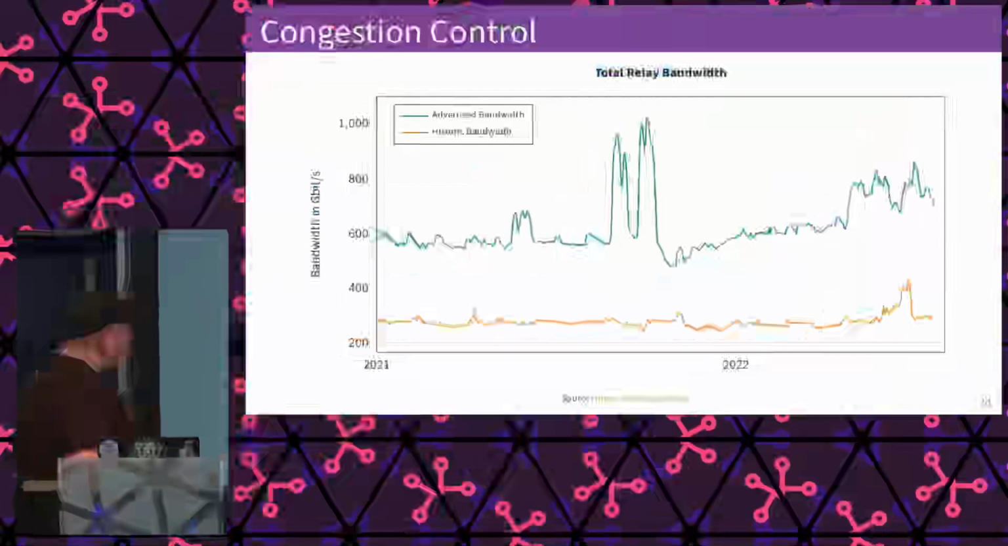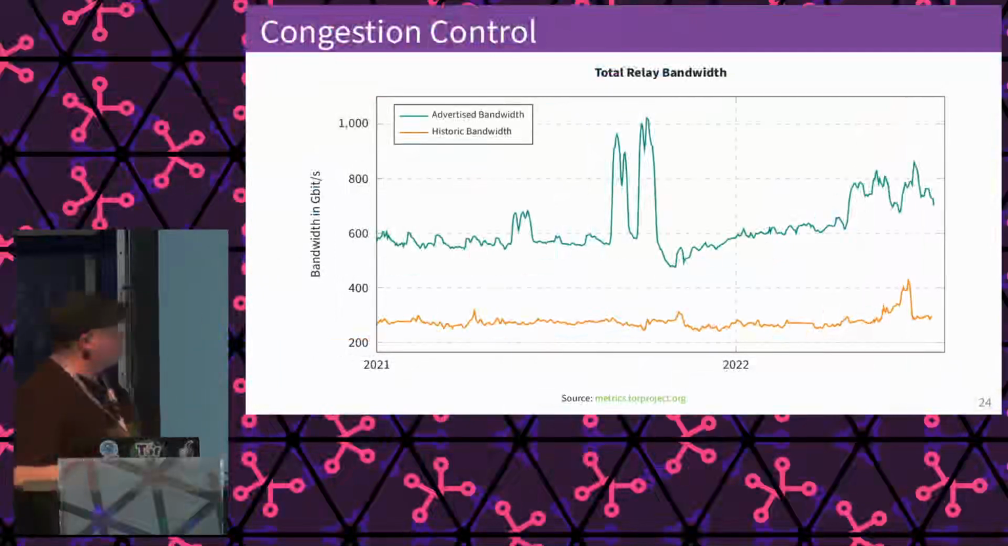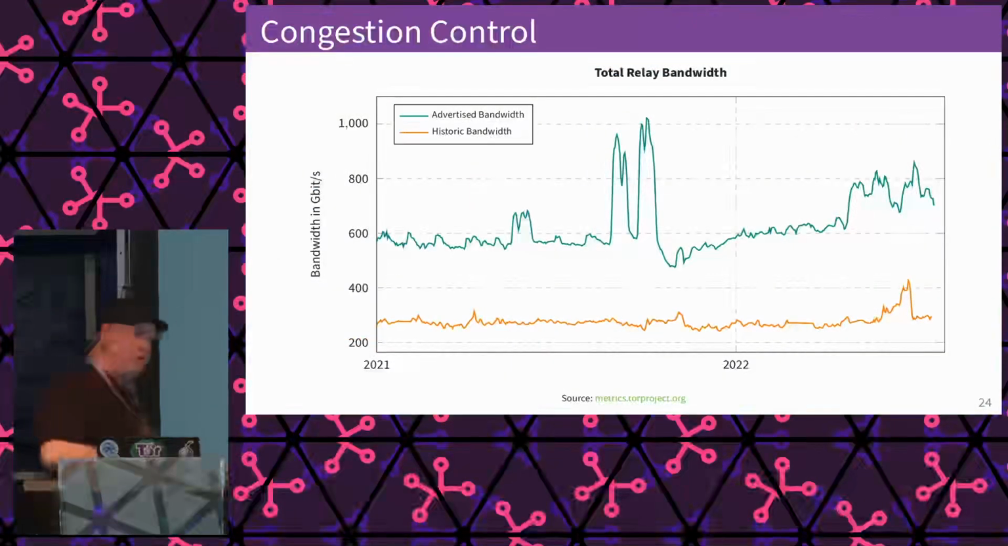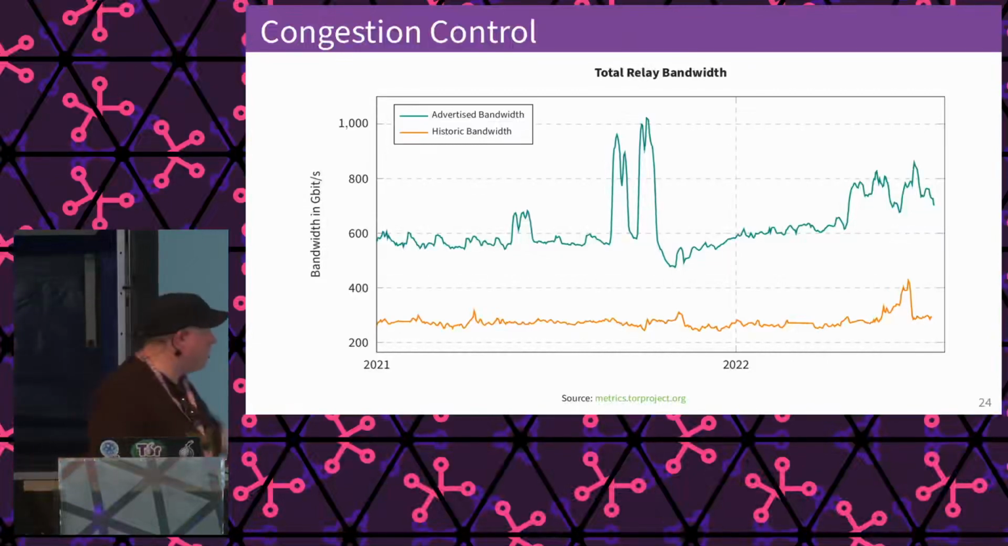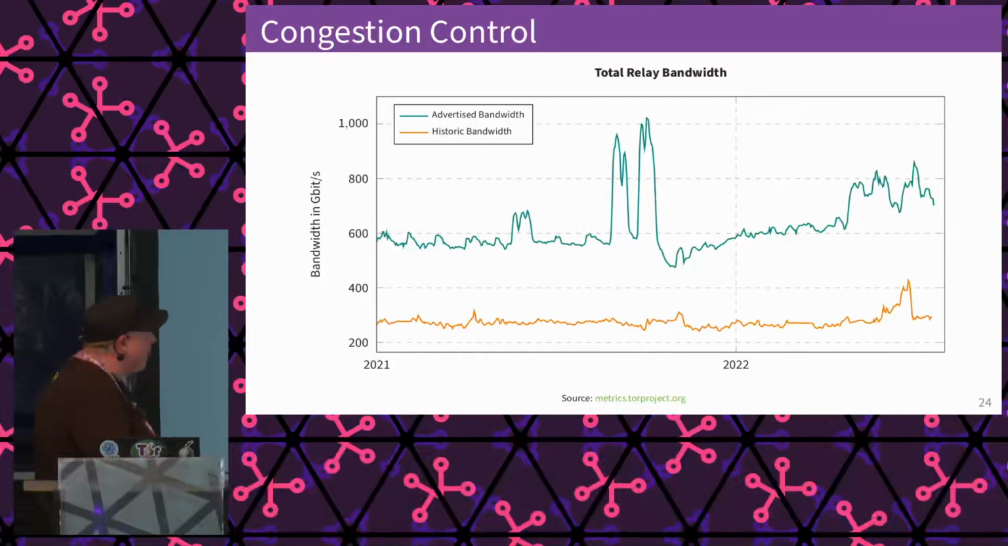So this is the total relay bandwidth plot that you saw before, where it was going steep up and it was difficult to see. This is only from 2021 and 2022. Let's see if this thing works. Okay. So you see these two huge spikes here.